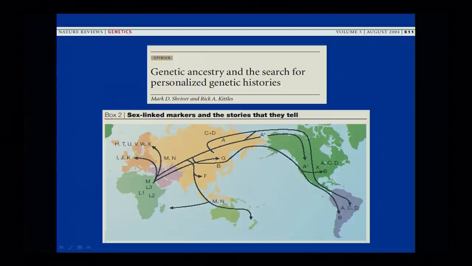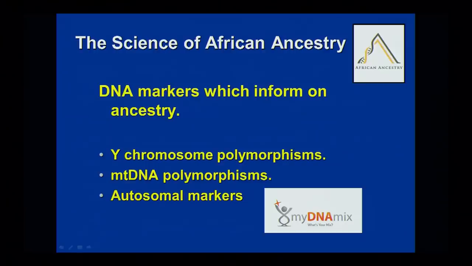Joanna showed when you look at your ancestors as you go back in time, it can increase enormously. And so we can't tell you everything about all of those ancestors, but we can say something concretely about particular lineages when we use these markers.